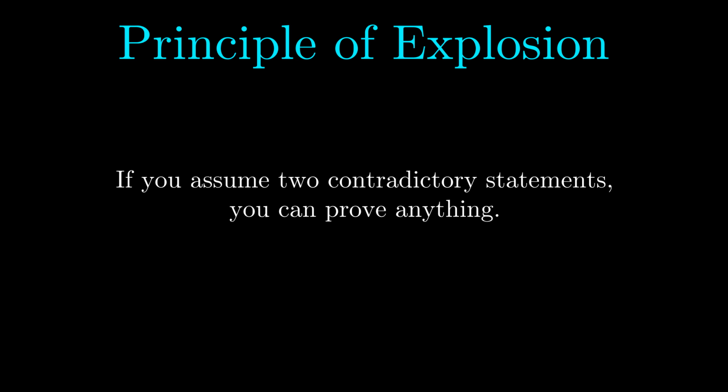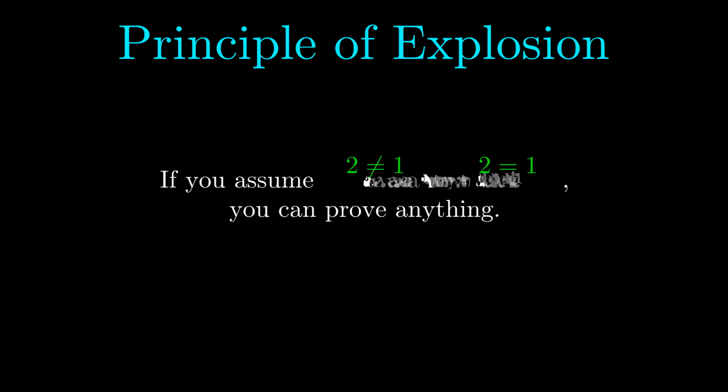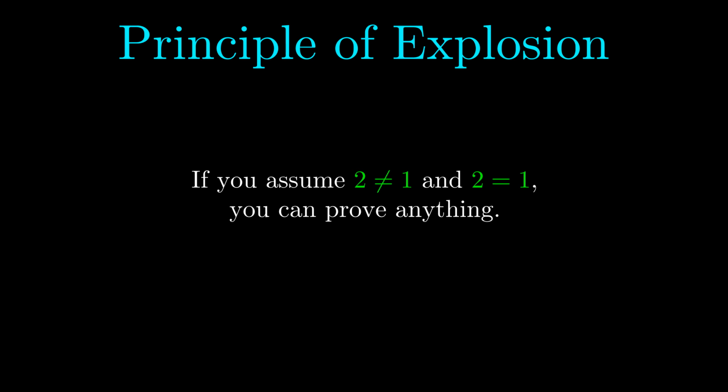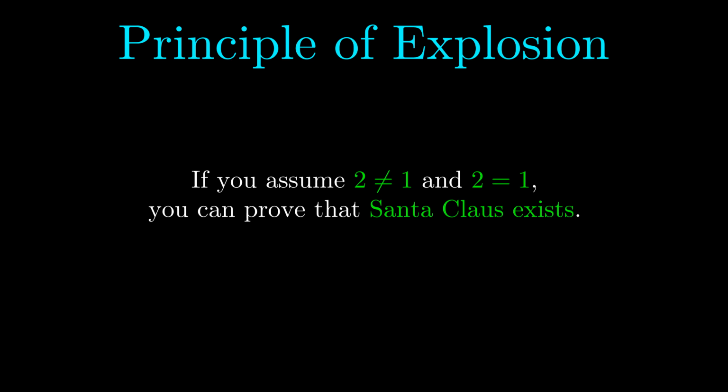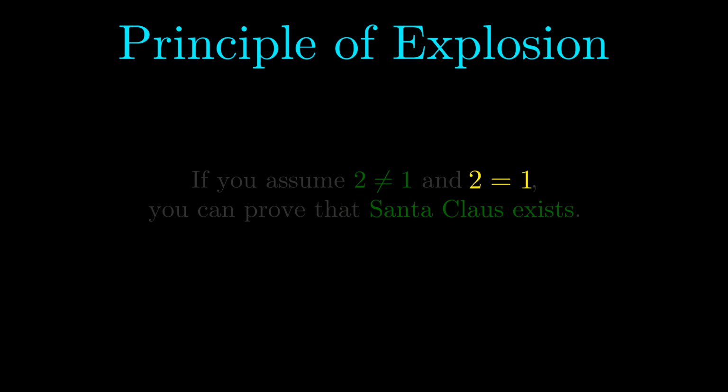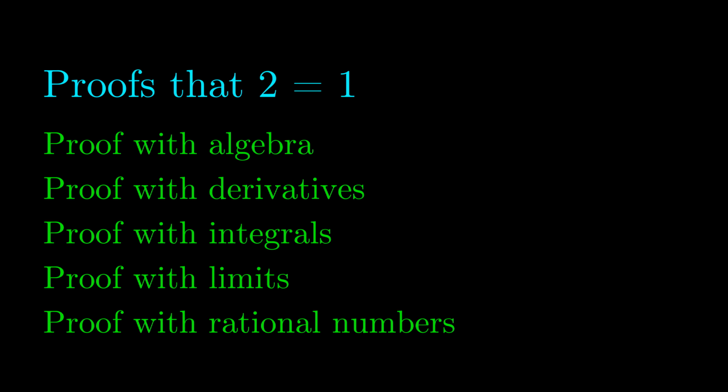In my proof, I provided two contradictory statements by saying that 2 doesn't equal 1, and then proving that 2 does equal 1. Thus, I could prove anything. Because I could prove anything, I proved that Santa Claus exists. Since this part of the proof was correct, the only part of the proof that could be wrong is the proof that 2 equals 1. But we had 5 proofs that 2 equals 1. Could they all be wrong?